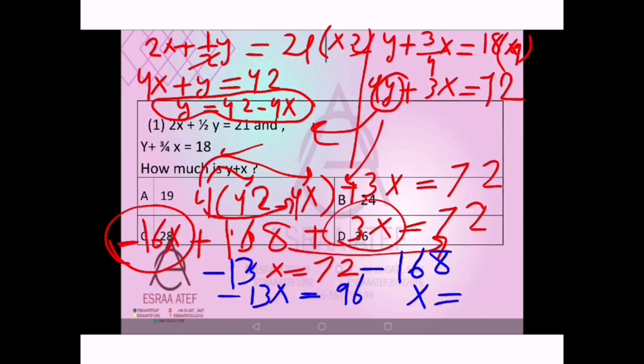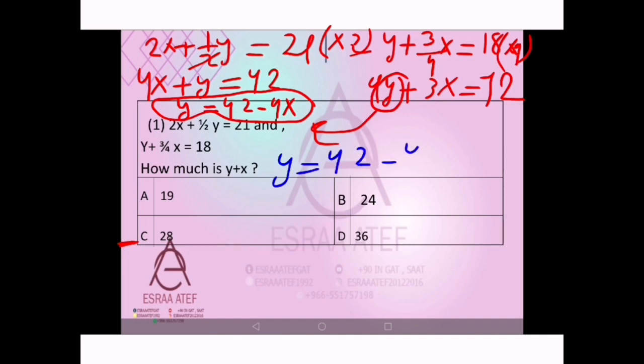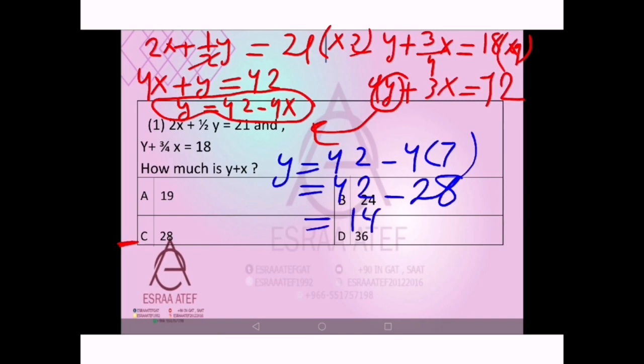So x equals 7 nearly, by rounding. So the value of x is 7. Then we will replace it here to get y. So x equals 7, we will replace it to get y. So y equals 42 minus 4 times 7. So 4 times 7 is 28. So 42 minus 28 equals 14. So y equals 14 and x equals 7.